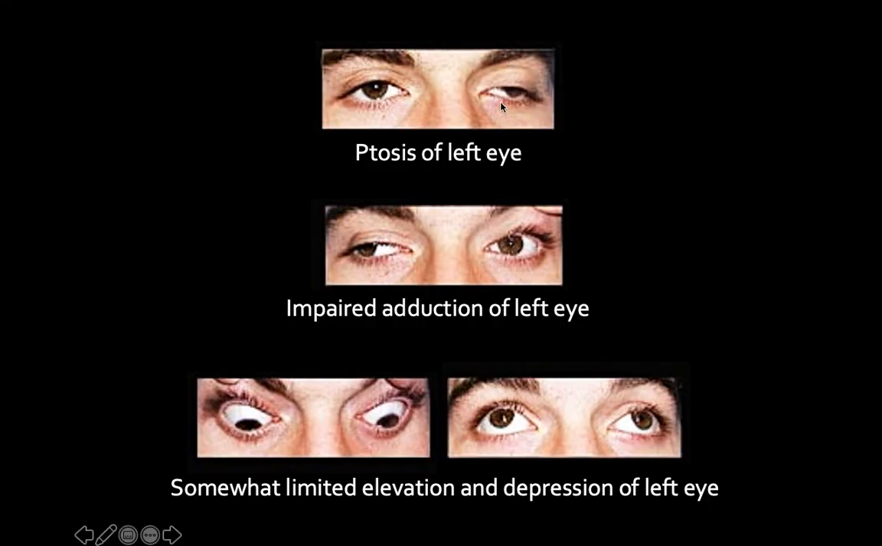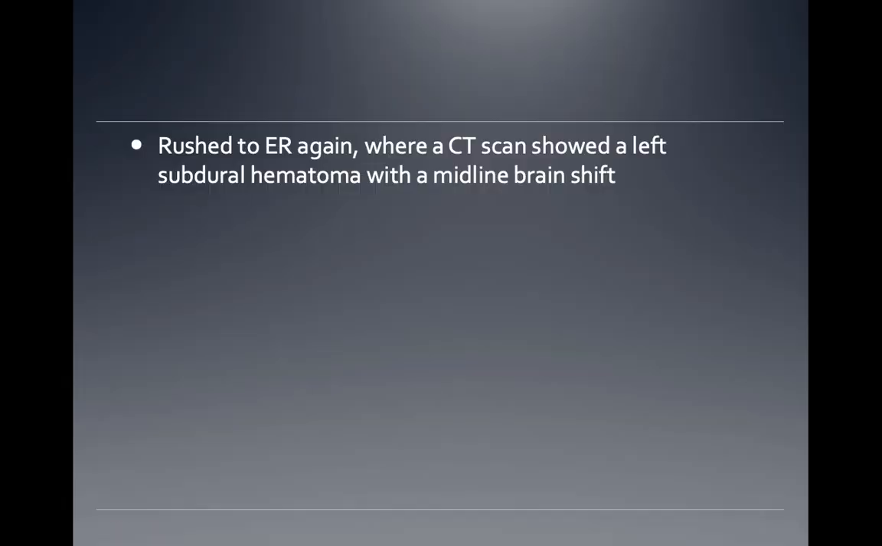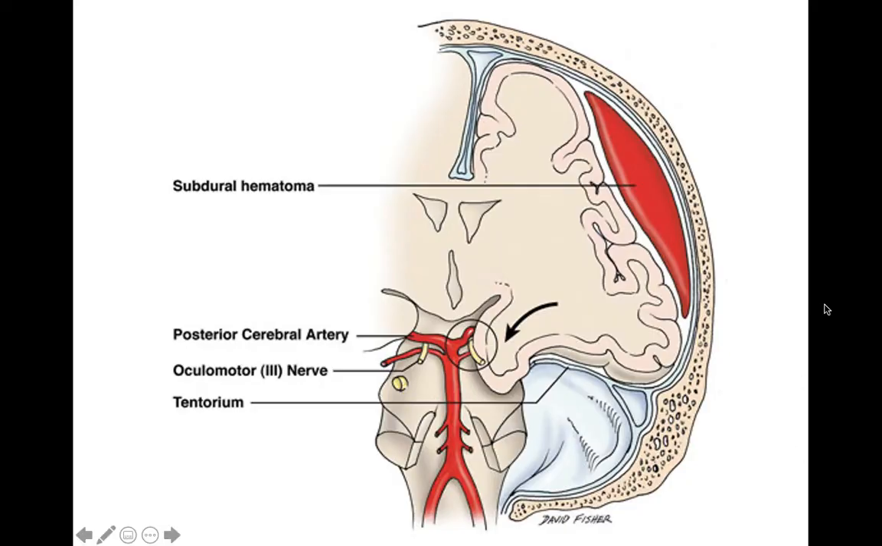Here's the ptosis of his eye. He had impaired adduction of the left eye and somewhat limited elevation and depression of the left eye. Rushed to the ER again, where a CT scan showed a left subdural hematoma with a midline brain shift. So that means he has a blood clot on the left side, and this has shifted his brain. And that's what you see here.